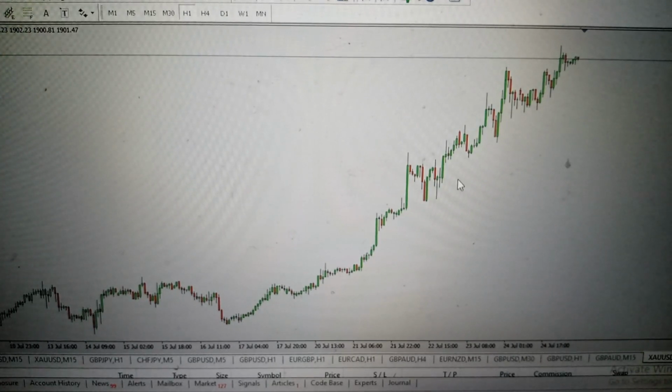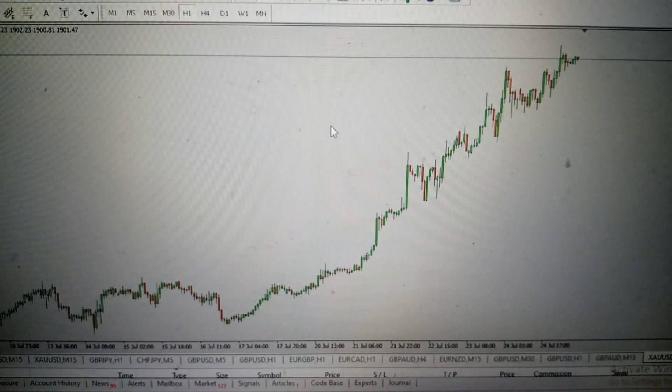Today we'll be looking at how you can use Zuri Strategy to trade gold. How you can use Zuri Strategy to trade XAUUSD. Now, I have the gold chart, the XAUUSD chart, on the 1 hour time frame.